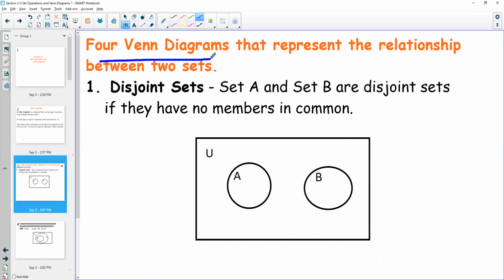The first relationship is disjoint. Basically what that means is there's no relationship. So I have set A and set B, and there is no overlap. So maybe the universal set is pets, and everything in set A is a bird, and everything in set B is a cat. Okay, there are no cats that are birds, there are no birds that are cats. There is no crossover here.